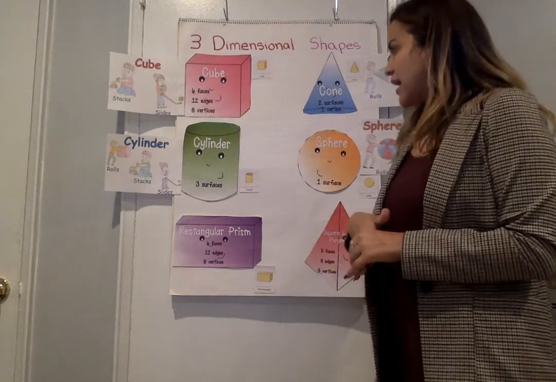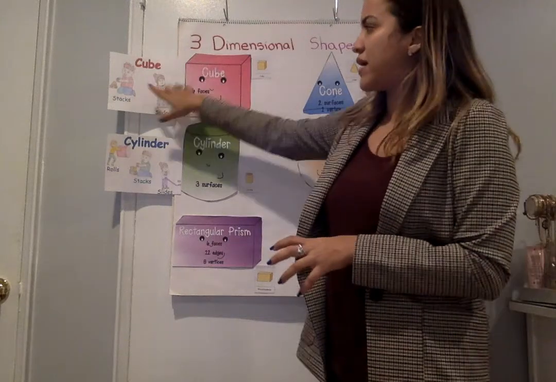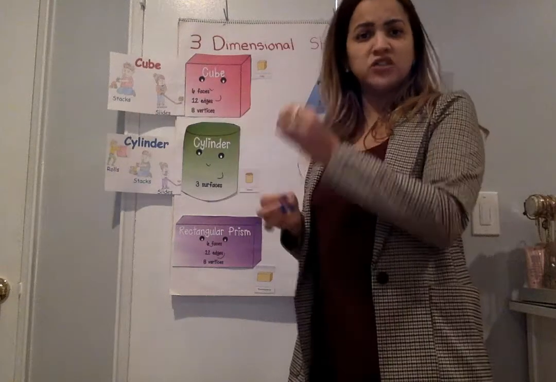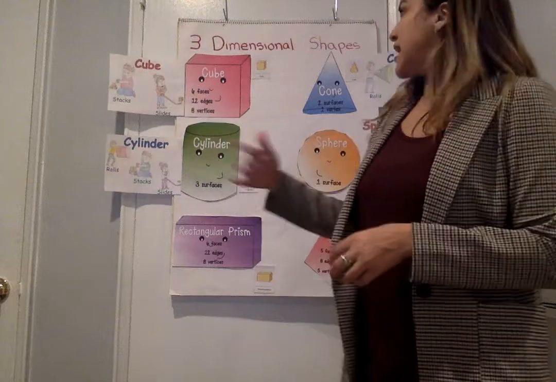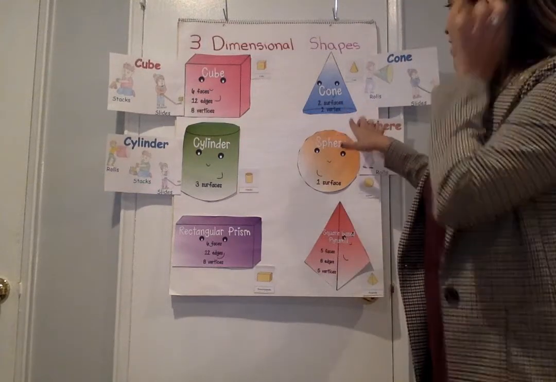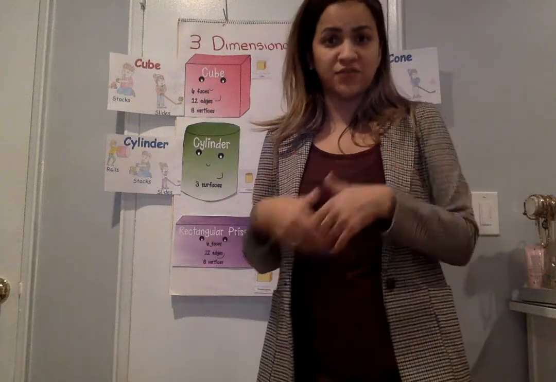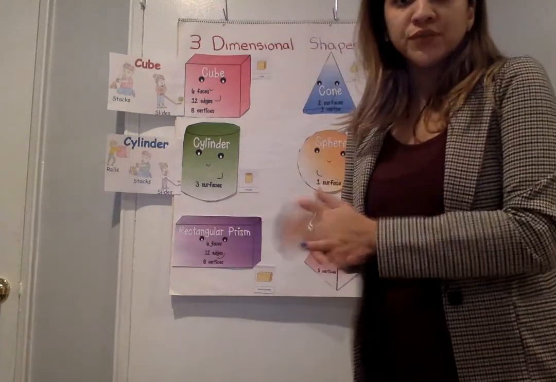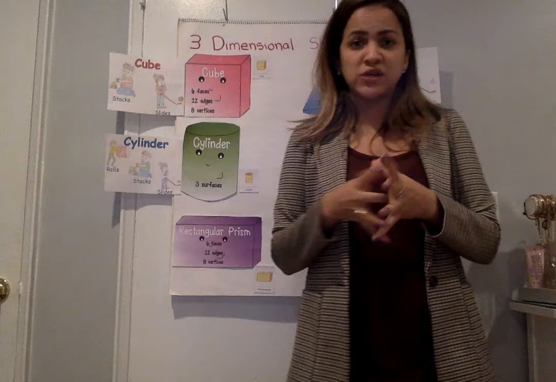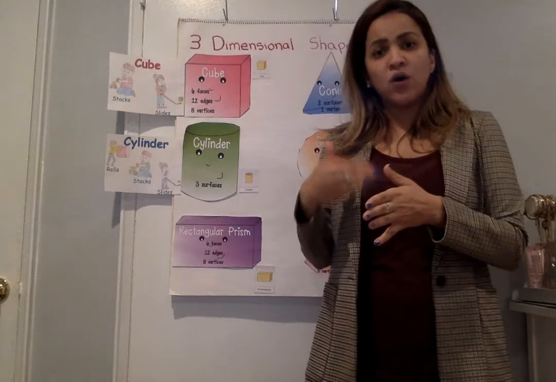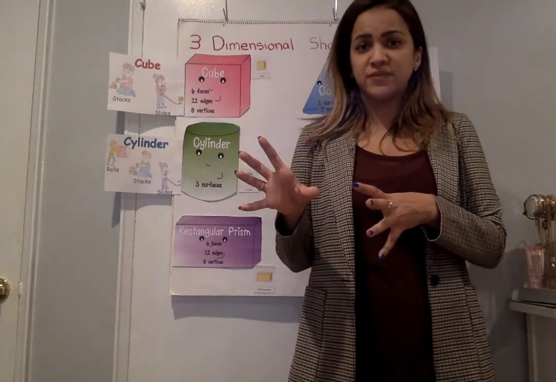Then we have the rectangular prism that you can make pretty much do everything like stacking it as well, just like the cube, or sliding it. And then we have our cone and our sphere. We know the sphere can roll. So these are all different attributes that we have to think about when we are identifying these shapes at home.